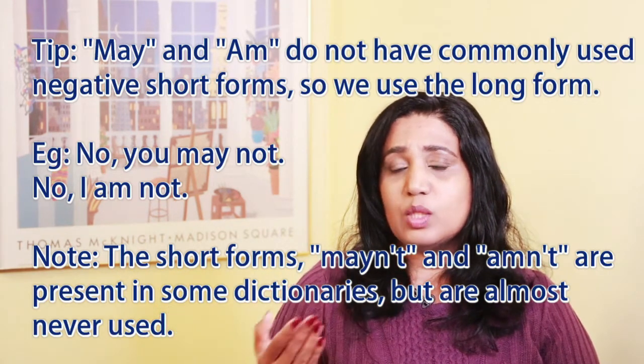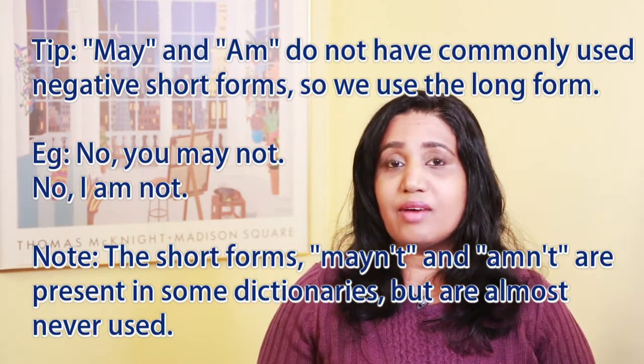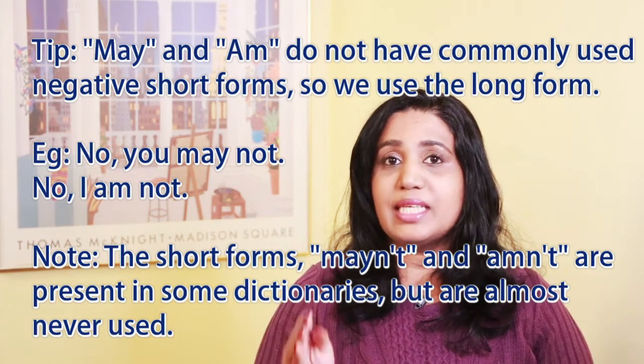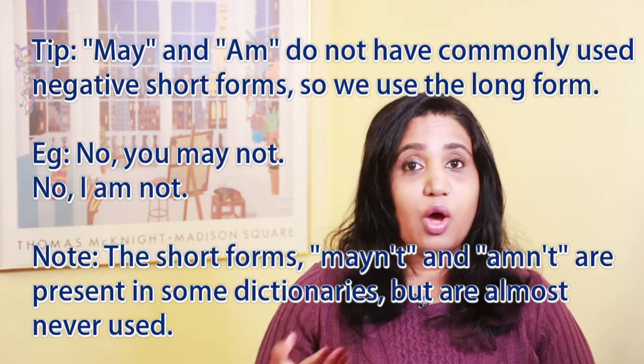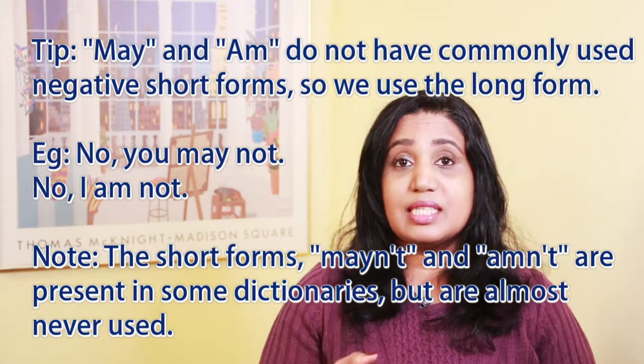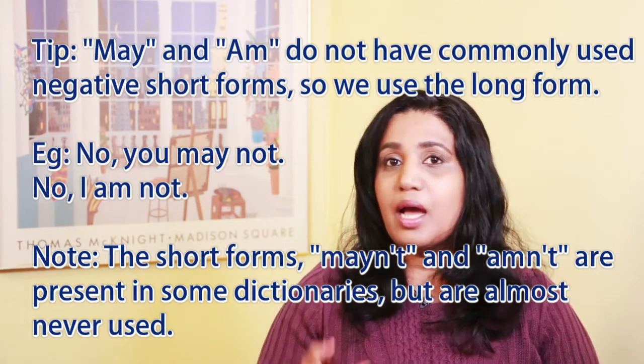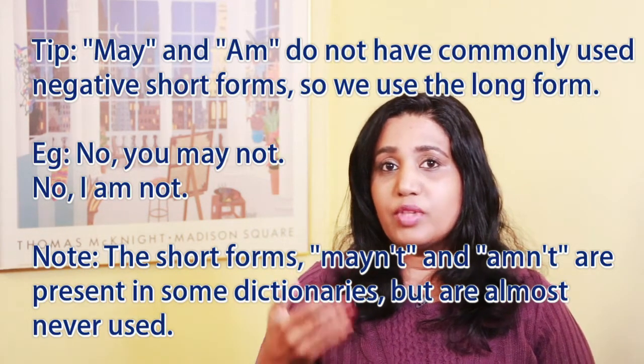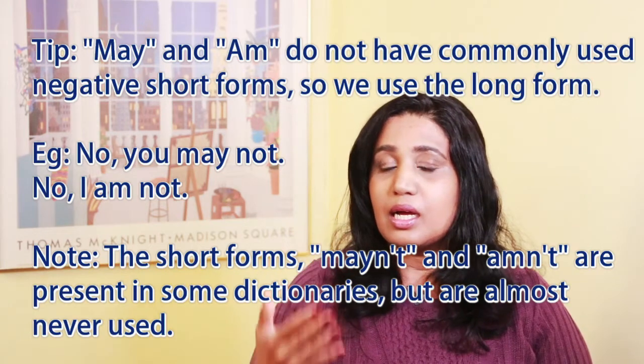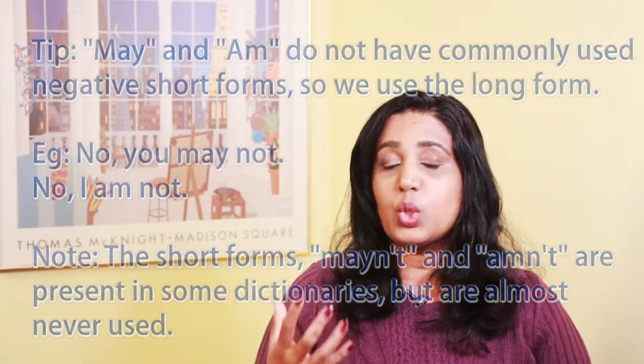The same is the case with am. Am also doesn't have a short form. So we always say am not. If it is are, we say aren't. If it is did, we would say didn't, right? But may and am are two of the auxiliary verbs that do not have a shortened negative form.